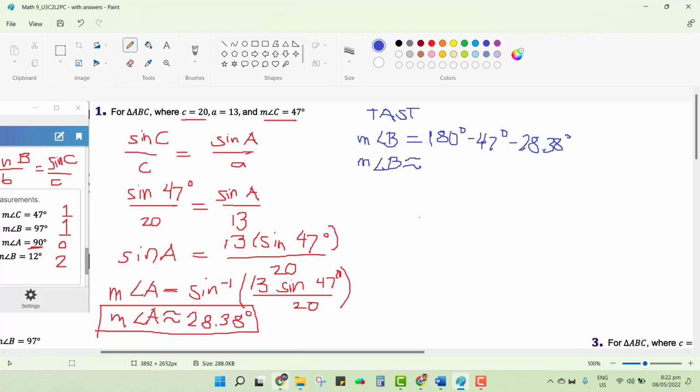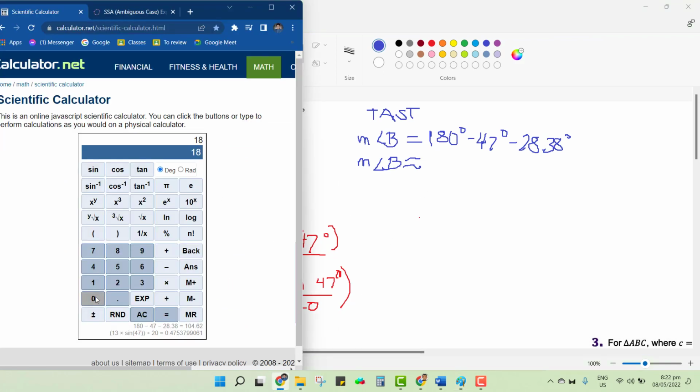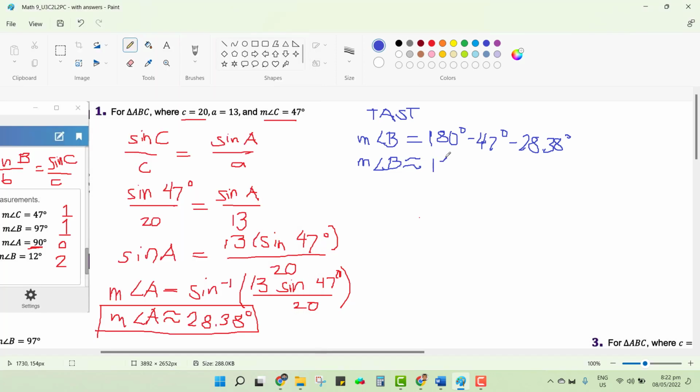So using the same calculator, we'll have 180 less 47 minus 28.38, and you will get 104.62 degrees for the measurement of angle B. So 104.62 degrees. This is the measurement of angle B. So we are done with the angles, and we are to proceed to the remaining side measurement, which is side B. And we are going to use the angle here to solve side B.